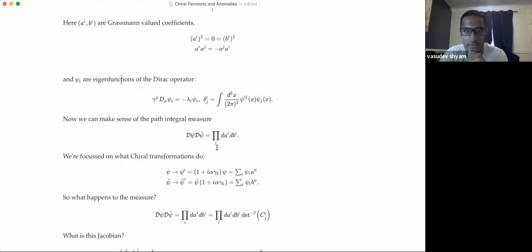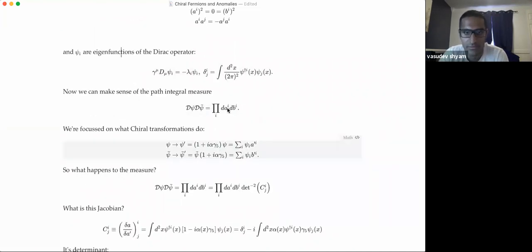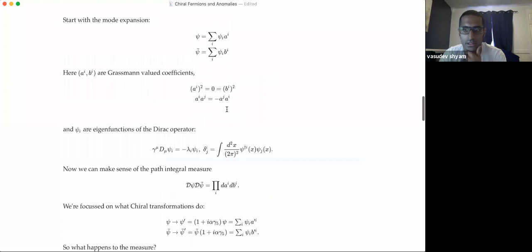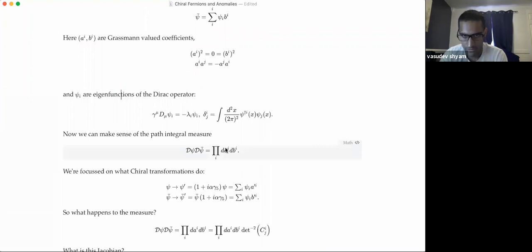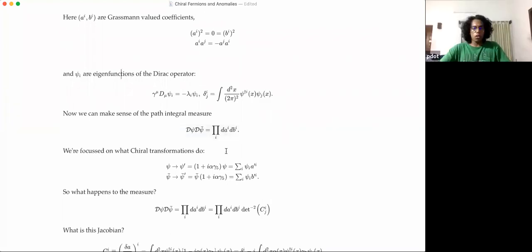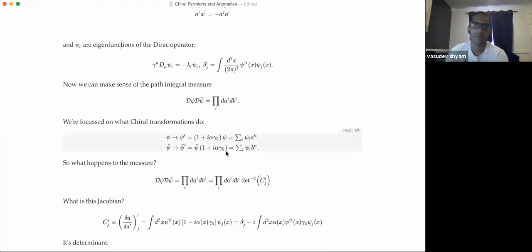The formal path integral measure is just the product over all of these d of these coefficients. So this would be true no matter which free theory you're considering. Even if you had bosonic fields, you could write the path integral measure for free fields in terms of just a product over the ordinary measure with the coefficients. And so here we're interested in the chiral transformation properties of the resulting expressions.